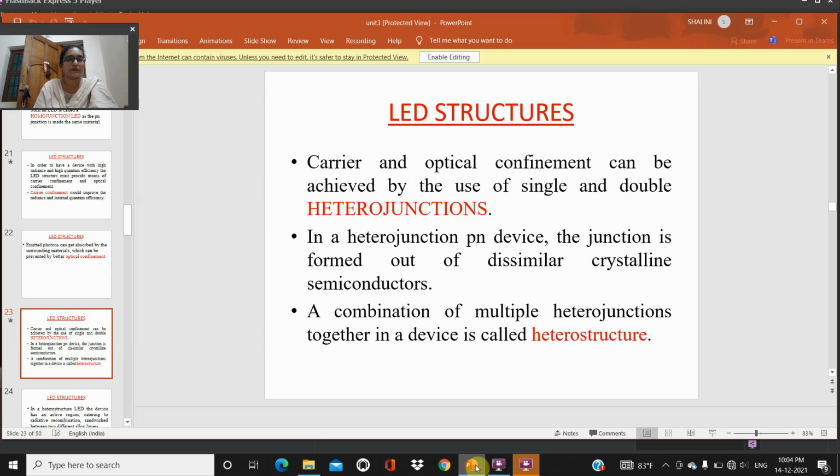In a heterojunction PN device, the junction is formed out of dissimilar crystalline semiconductors, and a combination of multiple heterojunctions together in a device is called a heterostructure.